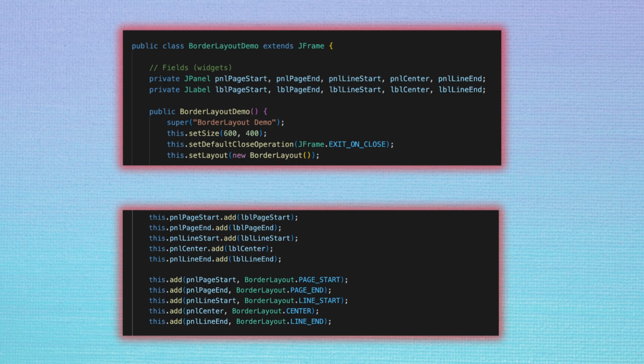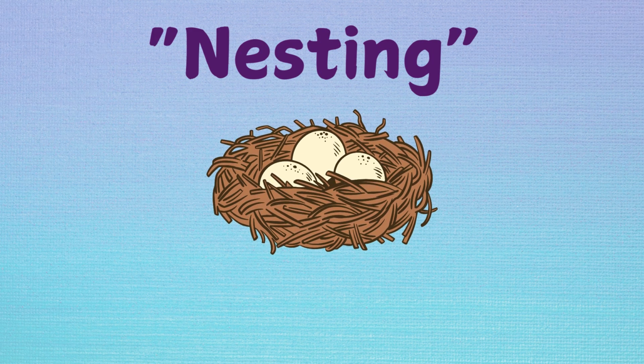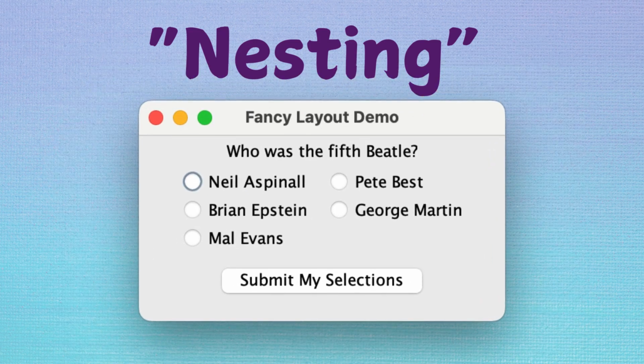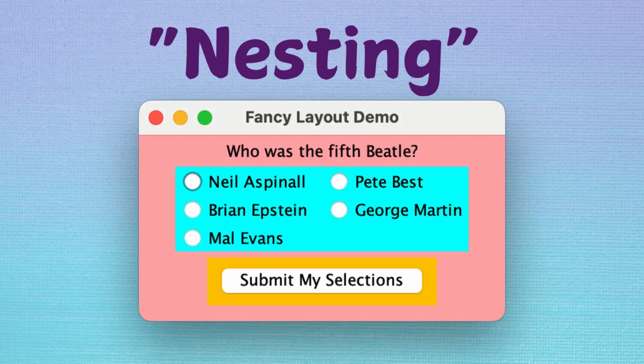There are a bunch of other layout managers in Swing, too many for us to cover here. But we haven't yet seen the most useful trick for organizing the layout of widgets: nesting. Often there isn't a layout manager that works perfectly for what you're trying to accomplish, like in this example. This color-coded version helps visualize the way I've laid out these components.